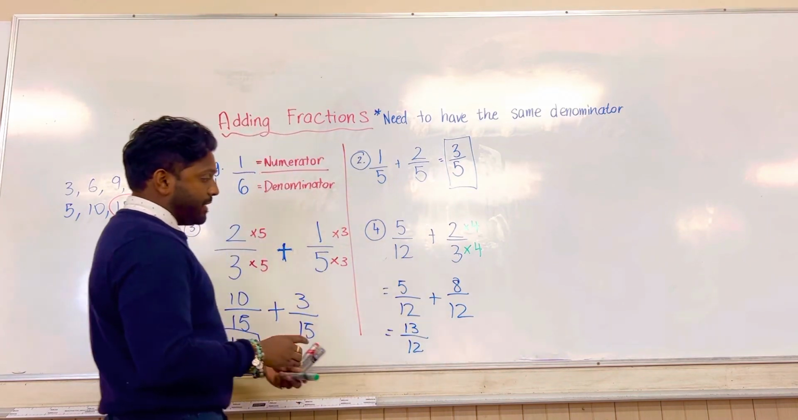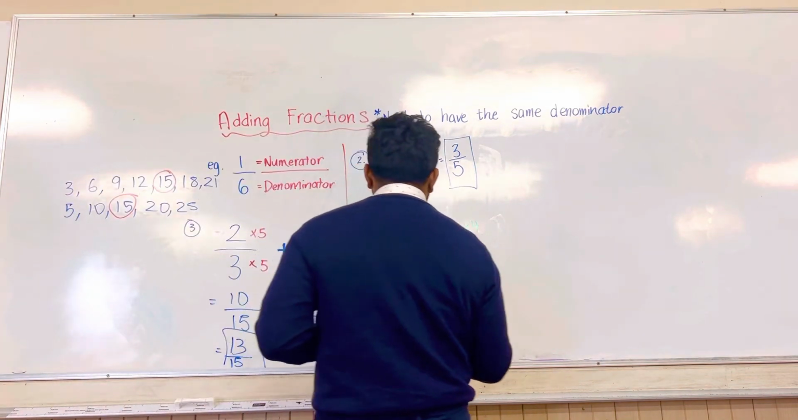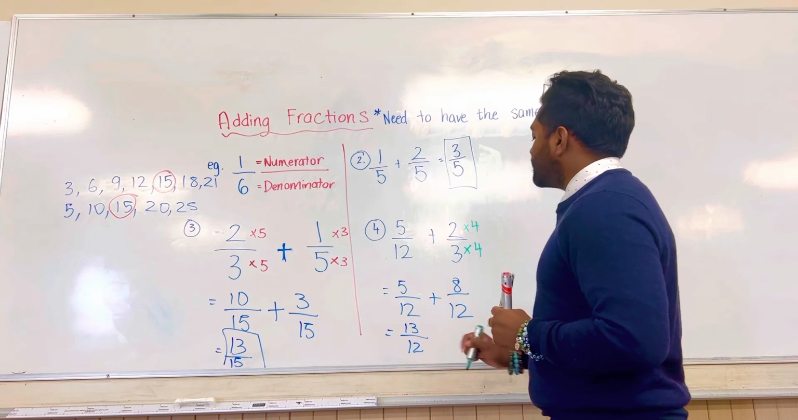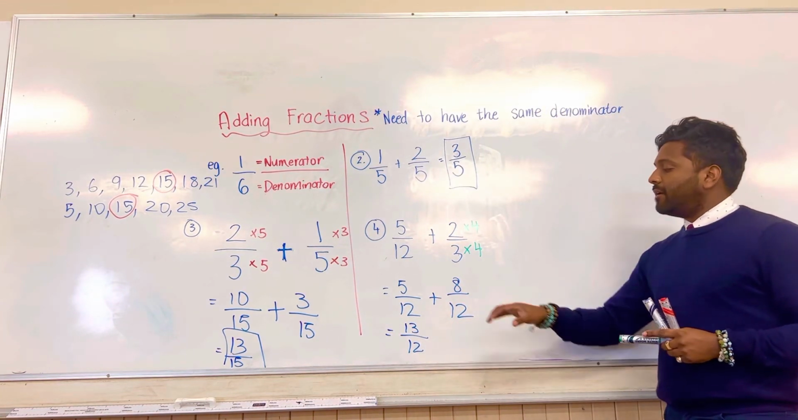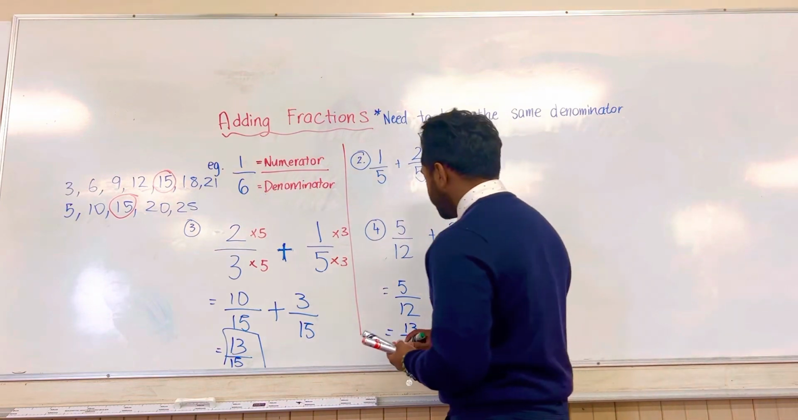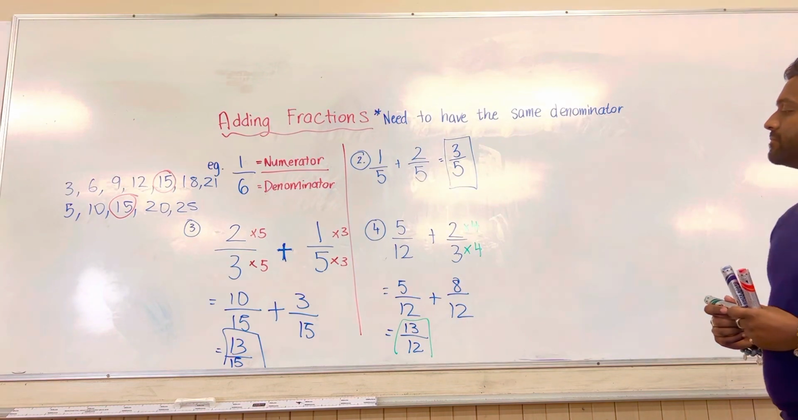And what we call this is an improper fraction, because the top number, the numerator, is bigger than the bottom number. You can change that into a mixed number as well, but we're just going to leave it like that for now. That basically is your answer. Cool. Awesome. That's it.